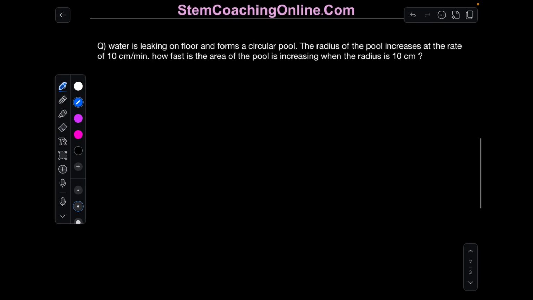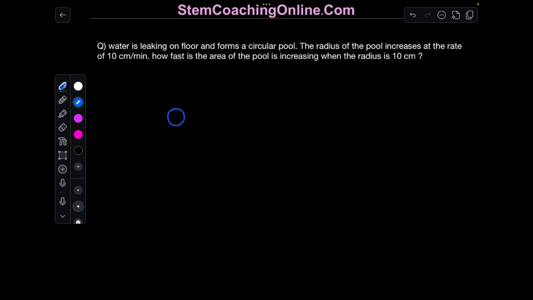Water is leaking on the floor and forms a circular pool. The radius of the pool increases at the rate of 10 centimeters per minute. How fast is the area of the pool increasing when the radius is 10 centimeters? So let's try to draw a diagram to understand a little better. Water is flowing on the floor and it's making a circular pool.